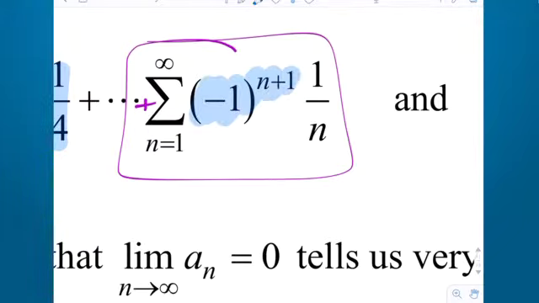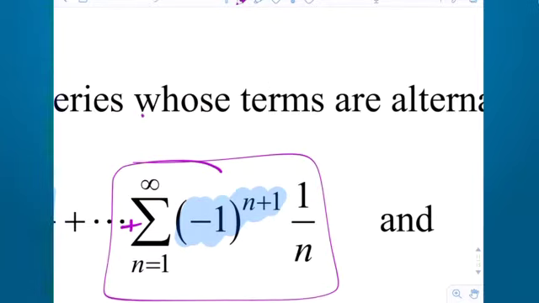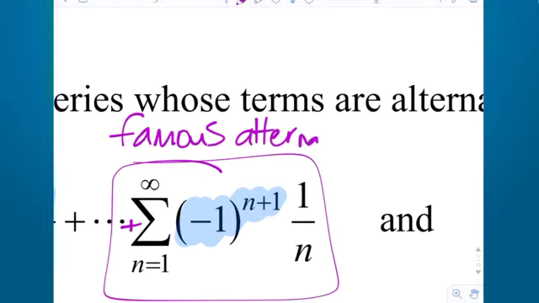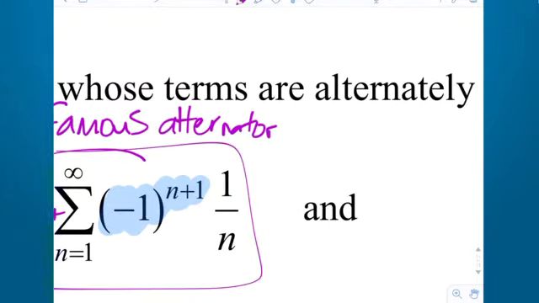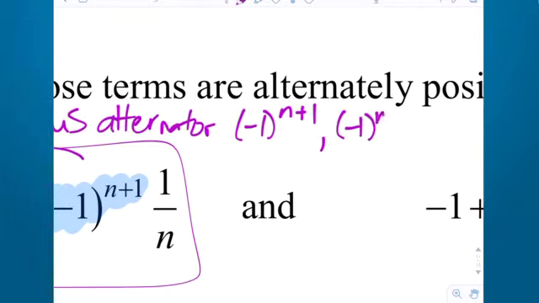Here is the alternator, -1 to the n plus 1. Because for consecutive positive integer values of n, that becomes -1 to the first, which is -1, -1 to the second, which is +1, -1 to the third, which is -1. So it doesn't contribute at all to the magnitude when it's being multiplied. It only contributes the sign. So here are some famous alternators. Of course, you already met this guy, -1 to the n plus 1. It could also be -1 to the n minus 1. Okay, it kind of works the same way. And of course, it could be -1 to the n.